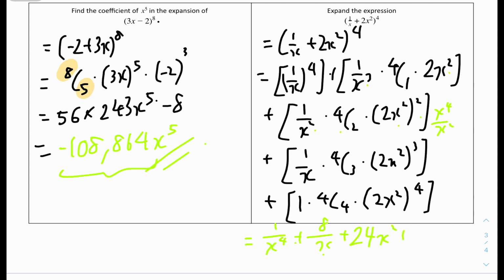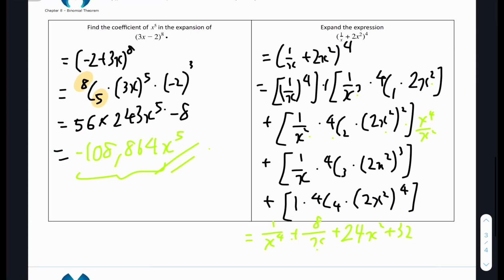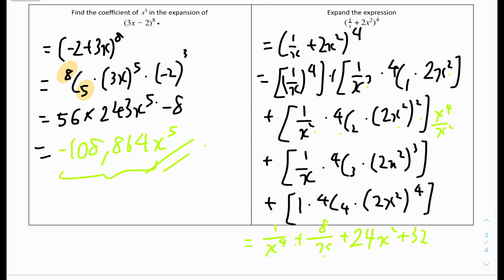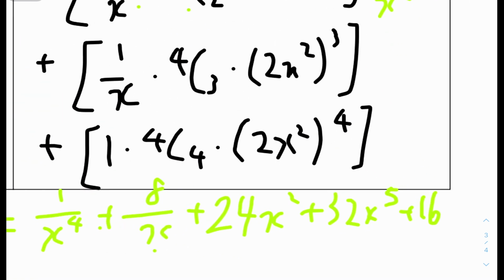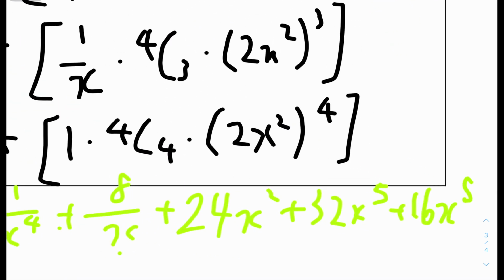In the fourth term, 4c3 times 2 to the power of 3, it becomes 32. Then you can work it out. x squared to the power of 3 divided by x, you will get x to the power of 5. And then for the last value, 1 times 4c4 times 2 to the power of 4, because it's just 1 times 2 to the power of 4, which is 16, plus 16, and the power will be x squared to the power of 4, which is x to the power of 8.